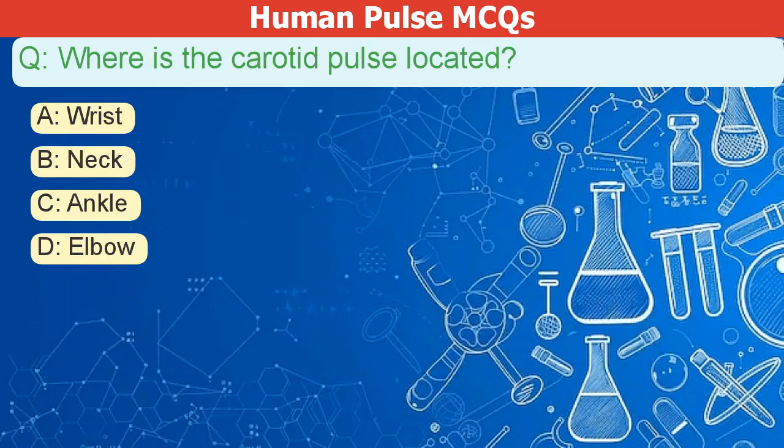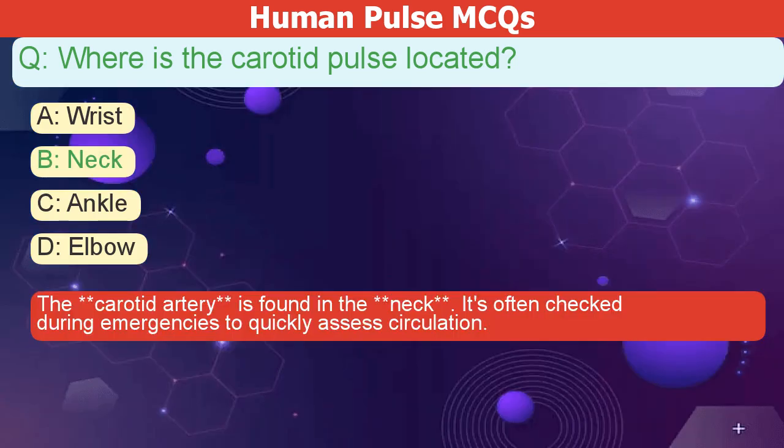Where is the carotid pulse located? A. Wrist. B. Neck. C. Ankle. D. Elbow. The correct answer is B. The carotid artery is found in the neck. It's often checked during emergencies to quickly assess circulation.